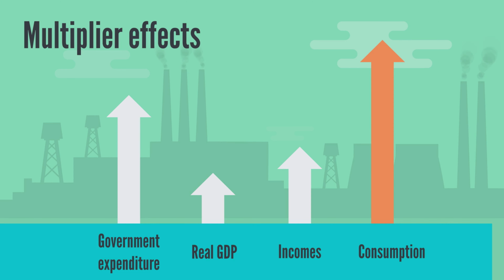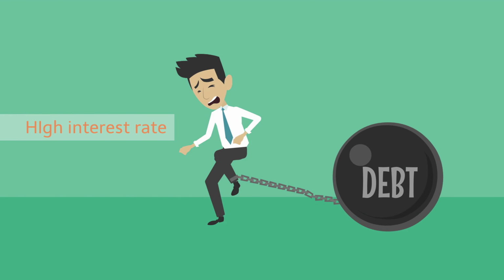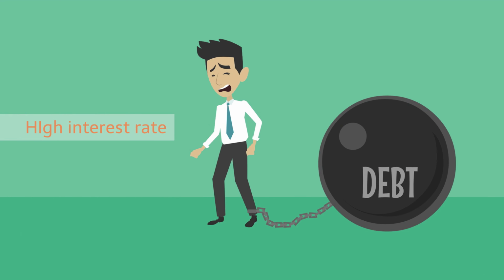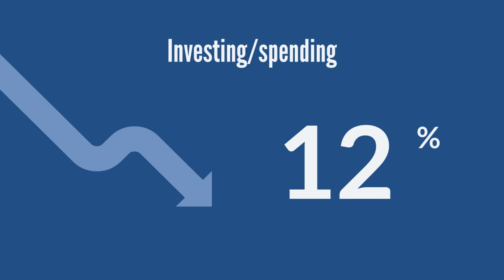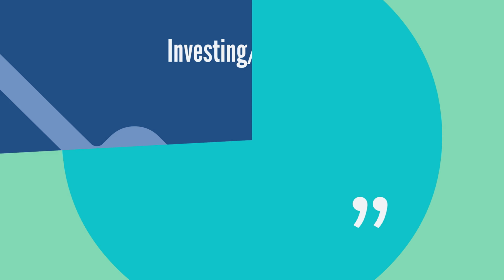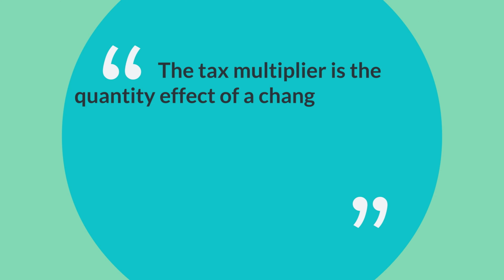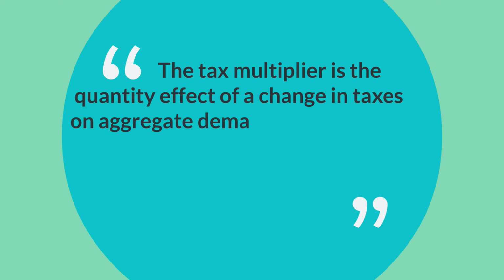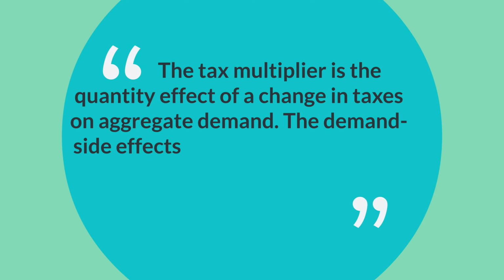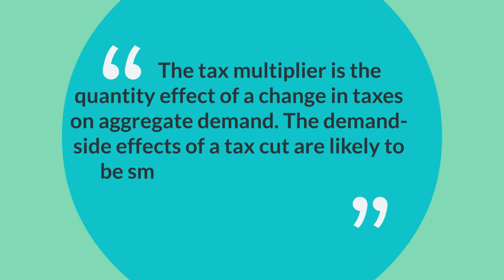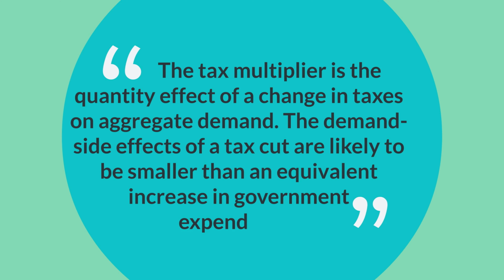Aggregate demand increases, but an increase in government expenditure increases government borrowing and raises the real interest rate. With the higher cost of borrowing, investment decreases, which partly offsets the increase in government expenditure. The tax multiplier is the quantity effect of a change in taxes on aggregate demand. The demand side effects of a tax cut are likely to be smaller than an equivalent increase in government expenditure.